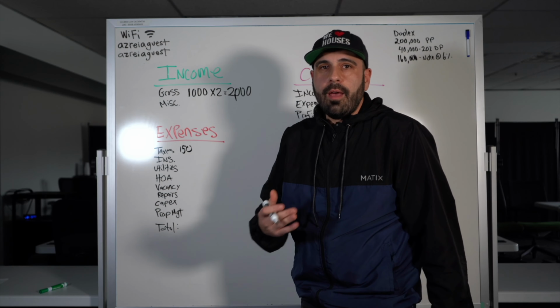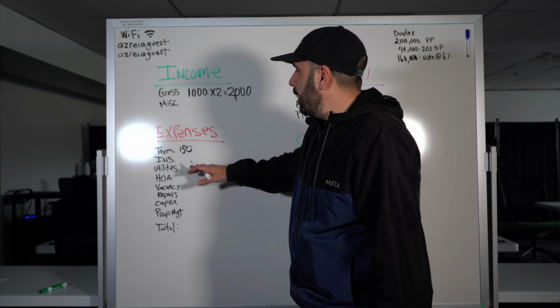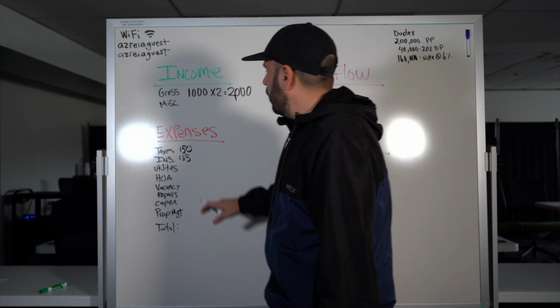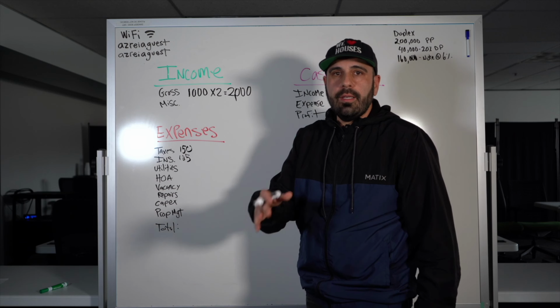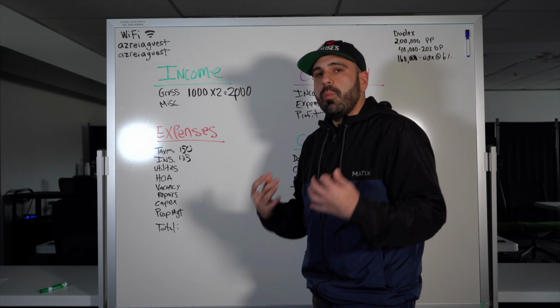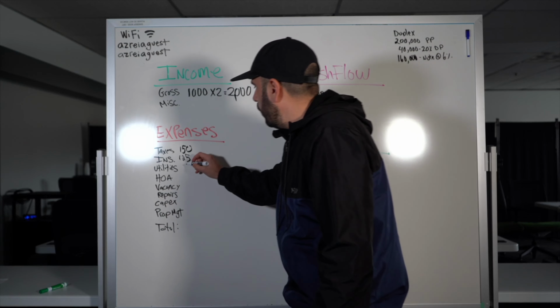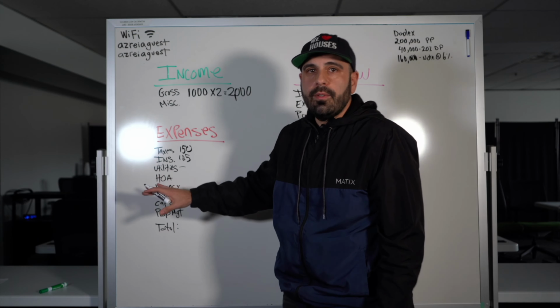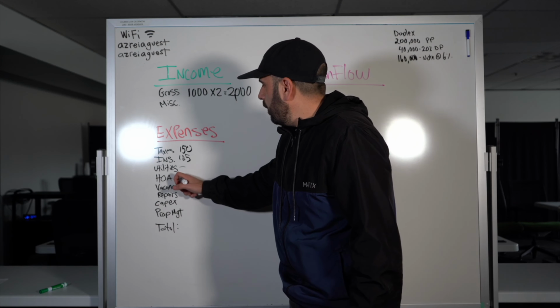Insurance, you want to have property insurance. That's very important. So for this scenario, we're going to roll with $125. Utilities, right? Lights, gas, all that stuff. On the smaller properties, we pass that on to the tenant, so this will be nothing. HOA, obviously for this scenario, we're going to keep it simple. Like I said, we're going to keep it zero.